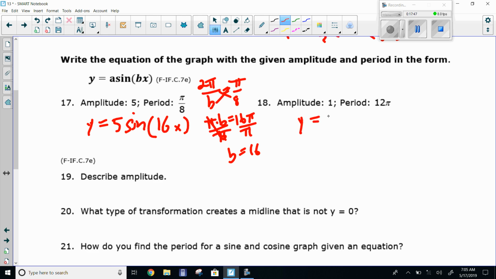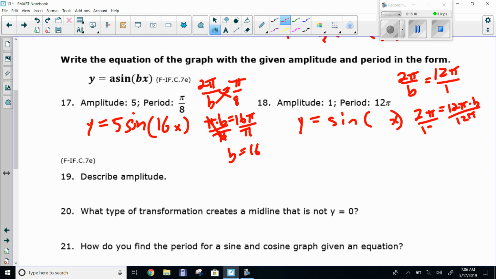Amplitude is 1, so that's pretty easy. We just put a sine, and then we're going to have the x over here. Again, we're going to have something other than 1 because this is not 2 pi. So I take 2 pi over b equals 12 pi. Put it over 1 and cross multiply. So I have 2 pi equals 12 pi times b, and I just want b by itself, so I divide by 12 pi. And so that's going to cancel, leaving me with 1/6. So I put the 1/6 in here.